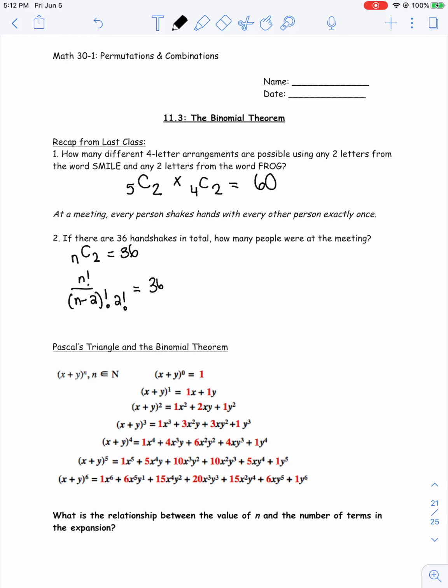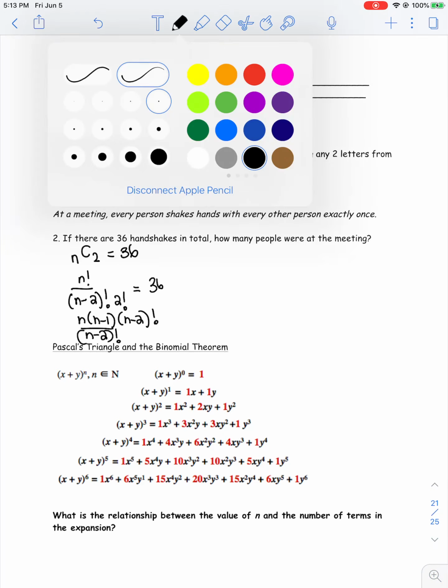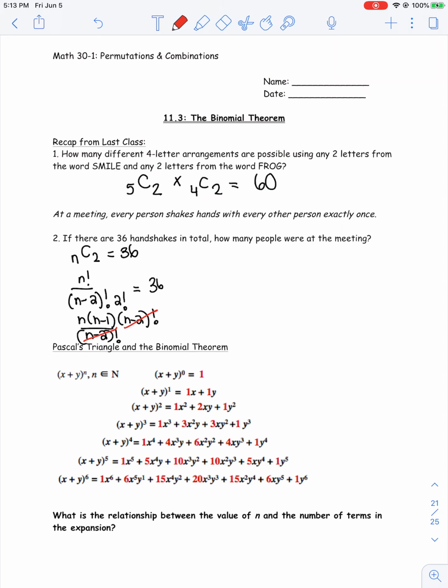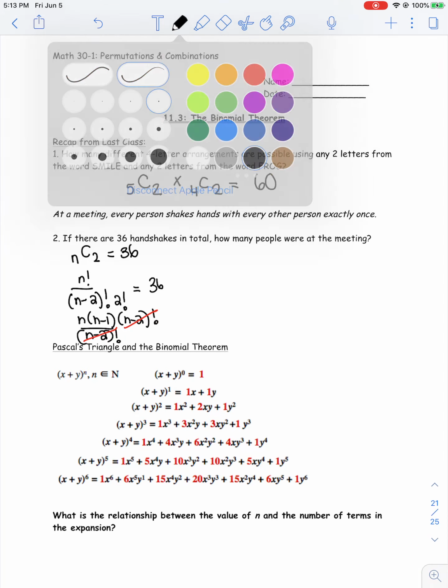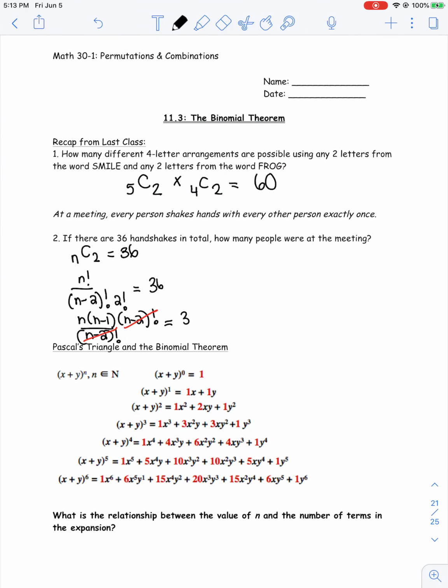So if you count down, what you'll notice is that after n comes n minus 1 and then n minus 2. So we stop there because we'll see the exact same factorial at the bottom, which means that they can cross each other off. And then what we're also going to do is that 2 factorial is going to multiply to the other side. So we're going to bring that 2 factorial to the right side of the equation.